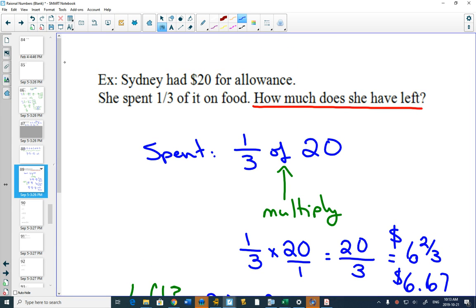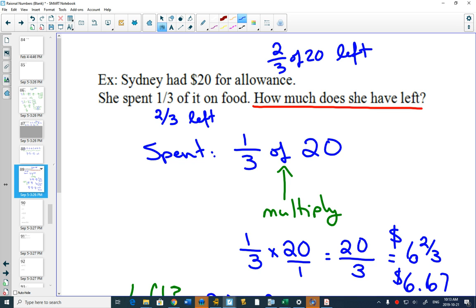Another way that you can do this question, if you spend a third, does it make sense that you have 2/3 left? Does that make sense? Okay. Like if you eat a third of a chocolate bar, you have 2/3 left. This is a really important math concept with fractions because if we have 2/3 left, we have 2/3 of 20 left.